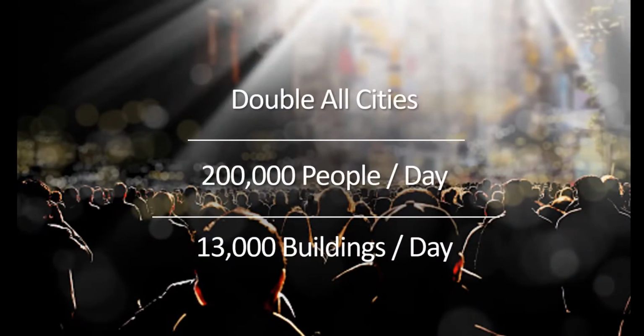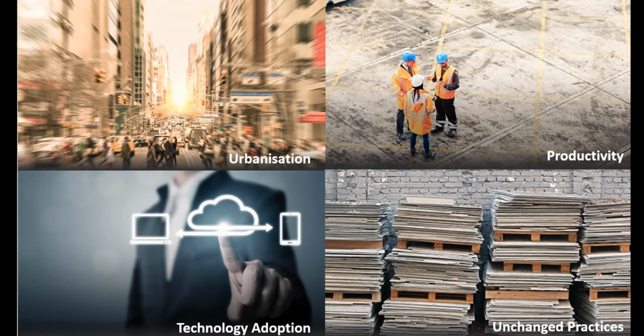So in summary, double the number of city dwellers in the next 30 years. There will be 200,000 people migrating to cities every day until 2050. And we'll need to build an average of 13,000 buildings a day between now and then. What actually impacts your ability to satisfy that demand, for example, it will be very difficult, if not impossible, for the industry to satisfy this need for growth without making investments to improve productivity.